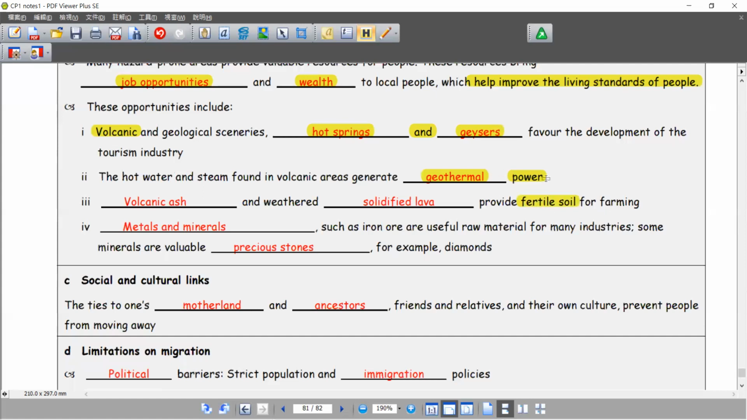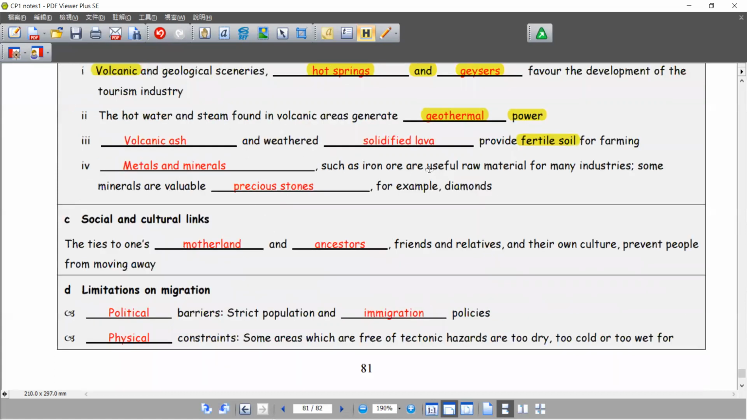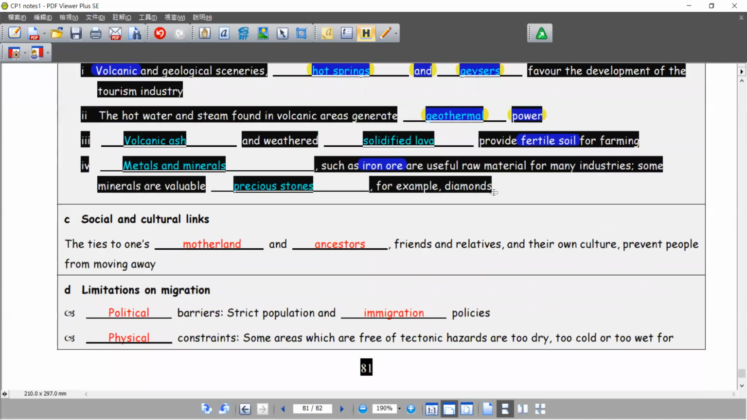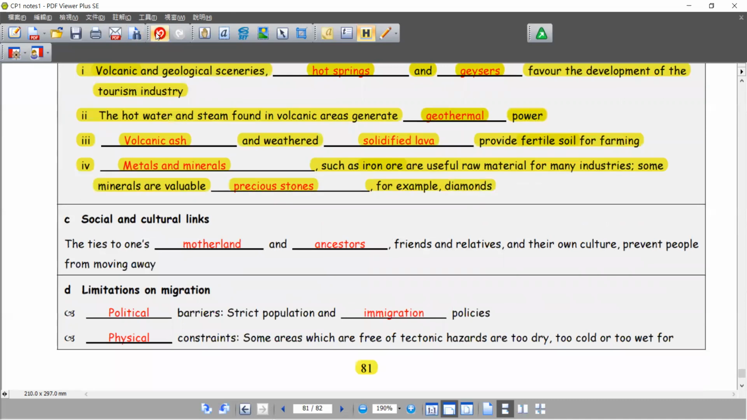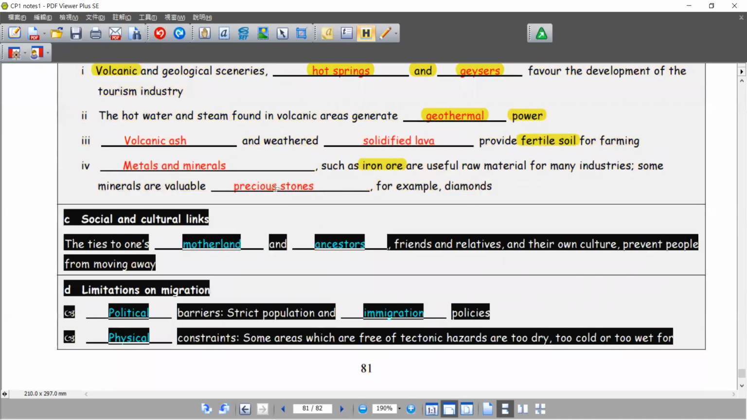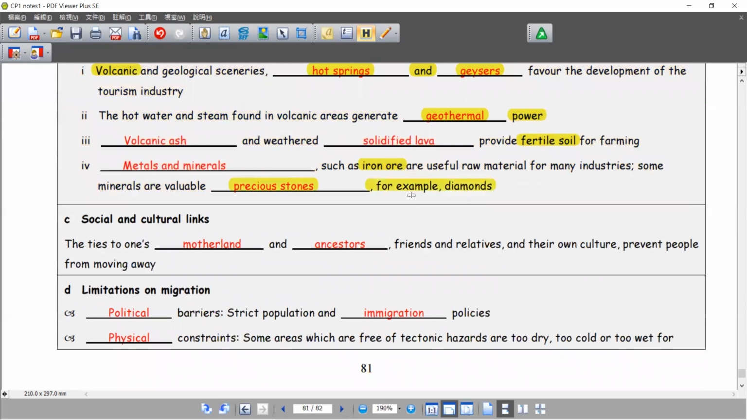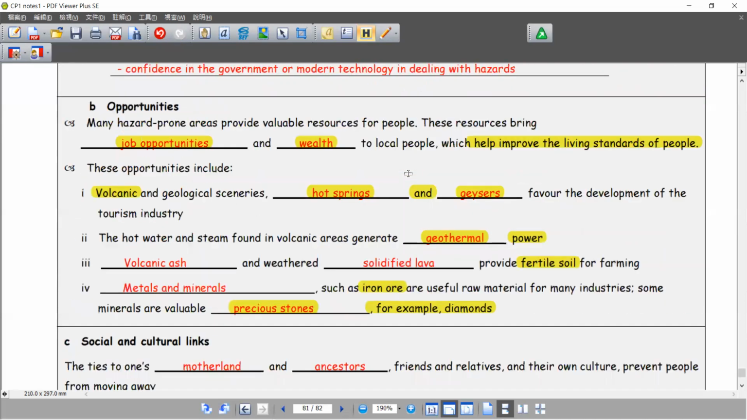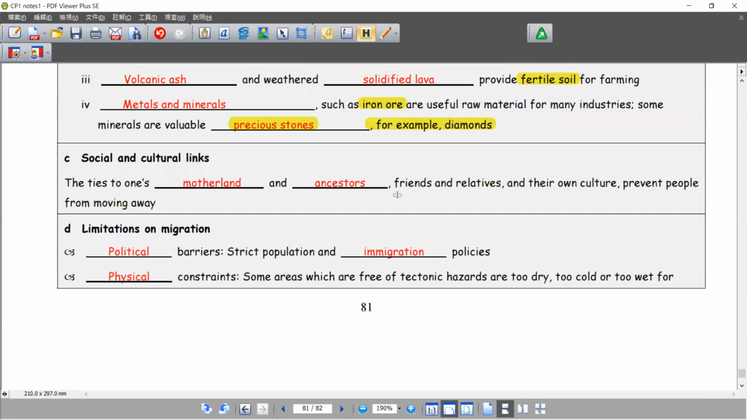It's mainly because in general, Japan is really enriched by the volcanic ash erupted from their volcanoes, and then it can provide a fertile soil. Okay, metals and minerals, such as iron ore, which is always found in the volcanic regions, and then we can find a lot of precious stones, just like diamonds, in the volcano prone area.